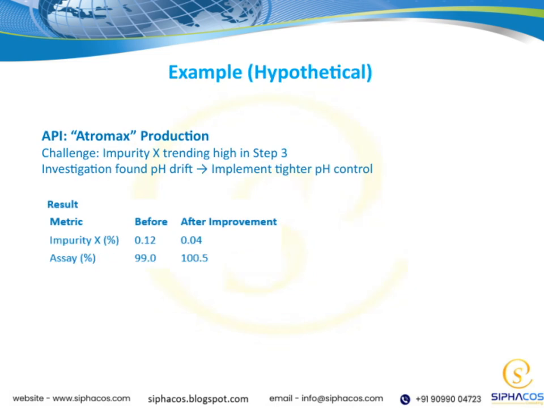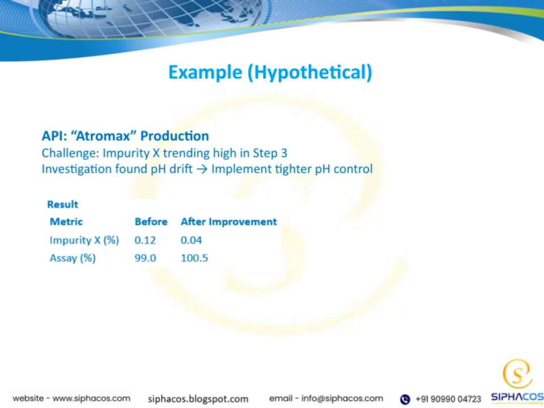Let's look at this hypothetical example to understand how we approach challenges in production. Here, the API is called Atramax. Now, the challenge we faced was that impurity X was trending high during step 3 of the process. This kind of trend often signals an underlying issue that needs addressing.